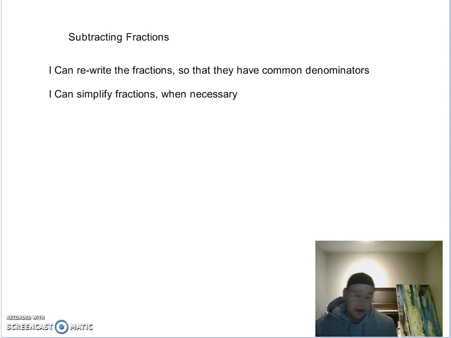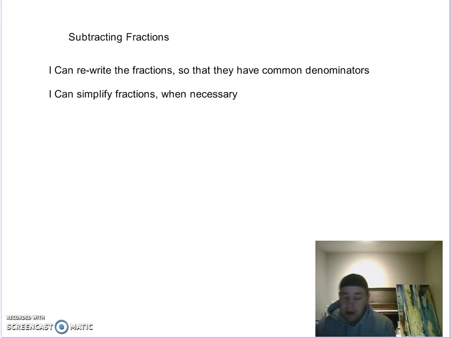Alright, grade 7s. Today what we're going to be doing is just going over a couple of things with subtracting fractions. Okay, so my little goals for you guys today are that I can rewrite fractions so that they have common denominators, just like we do with adding, okay? And then I can simplify fractions when necessary.